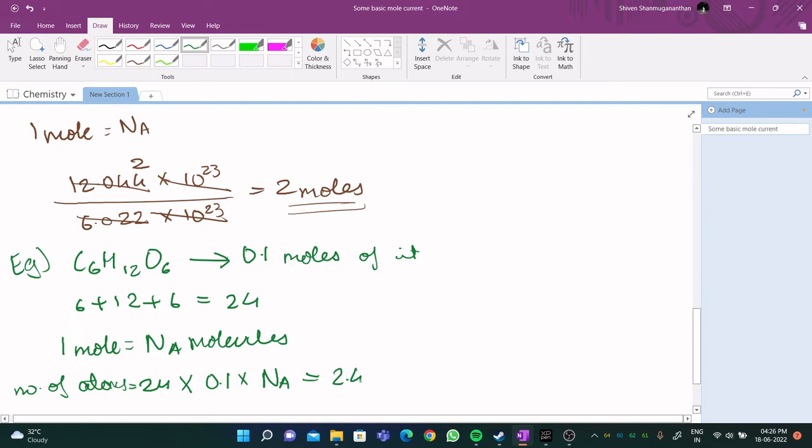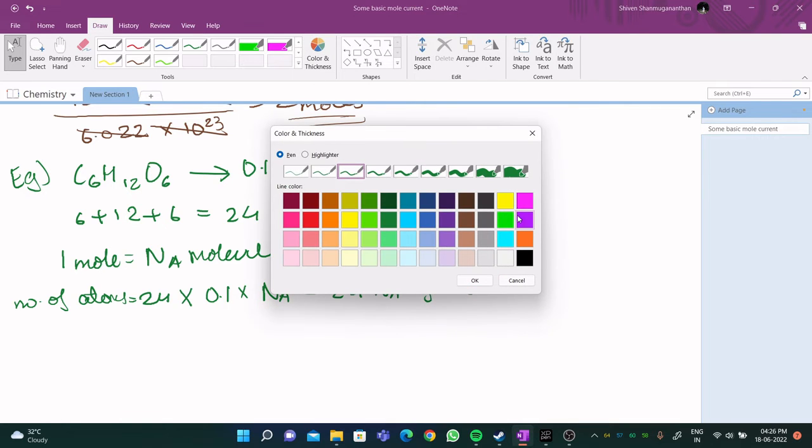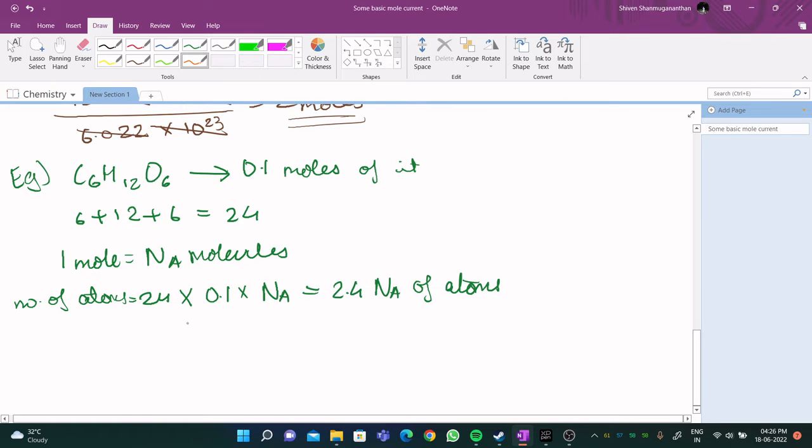So we get this as 2.4 Avogadro's number of atoms. All right. We'll do another simple example. I'll choose a color and take orange.